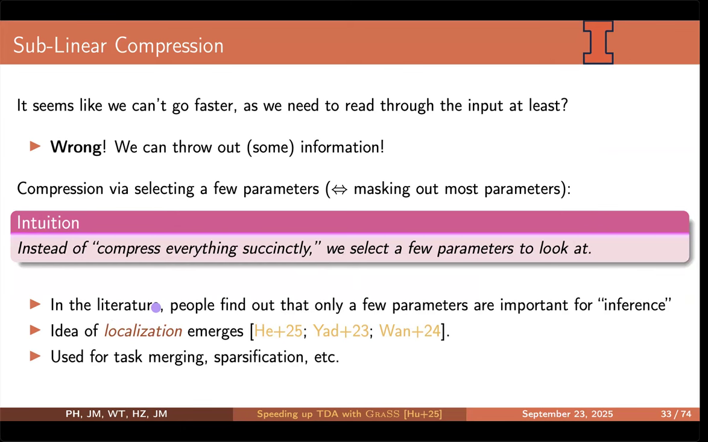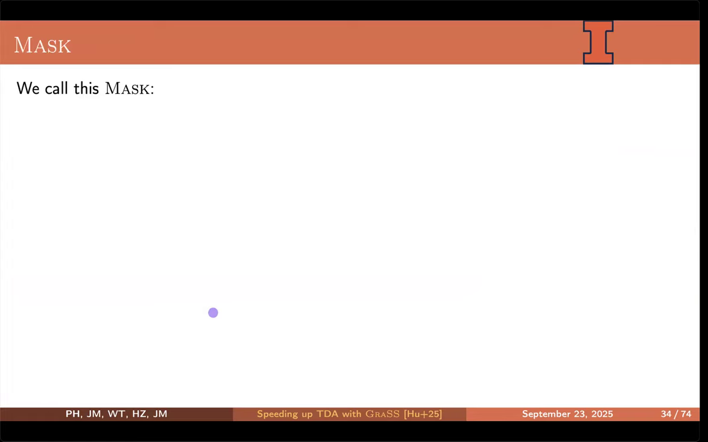This leads to the famous hypothesis called the lottery ticket hypothesis. If you're familiar with it, then you know what I'm saying. But basically, in the literature, people found that this seems to be a reasonable approach to look at the parameters of the model. So you can think about this as a compression method.